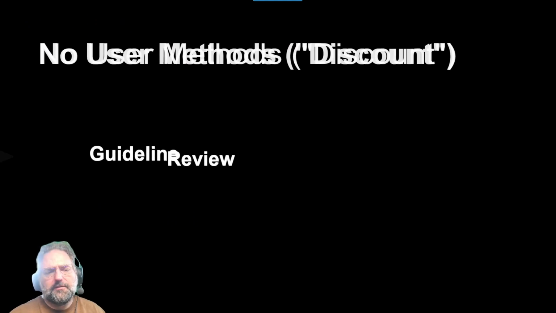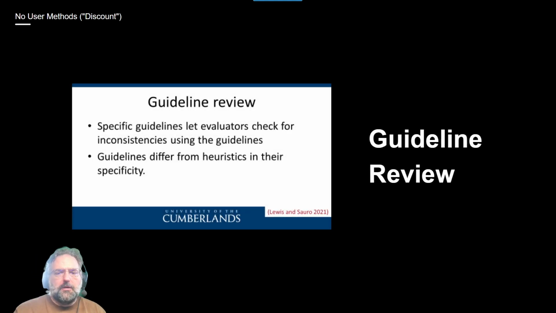Related and similar to that is a guideline review. You have a particular set of guidelines, and you let the evaluators check for inconsistency using those guidelines. So it's a little different from the previous example in that it's about how specific your guidelines are. You're going to be more specific most likely with your guidelines. So very much of, does this form have this characteristic, whatever that might be.